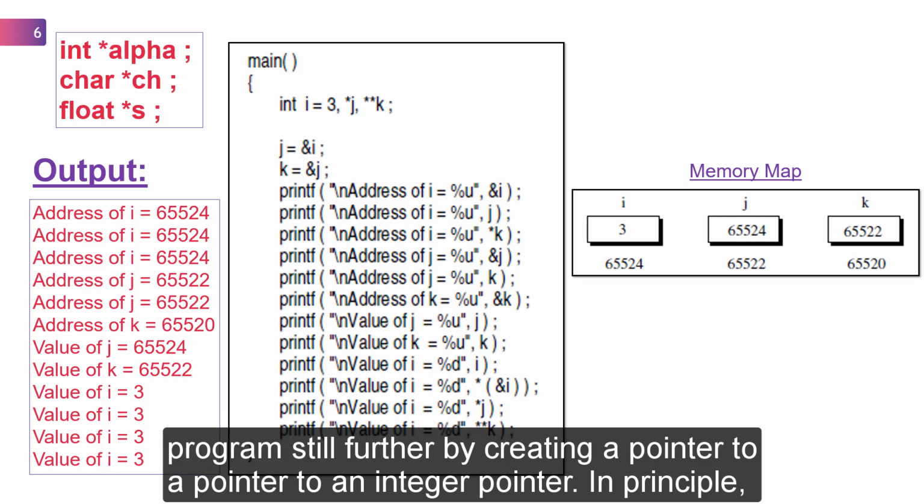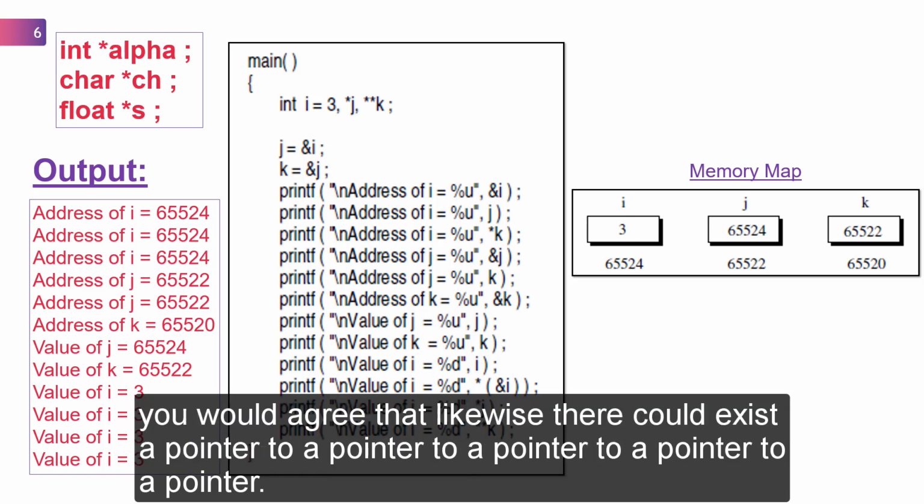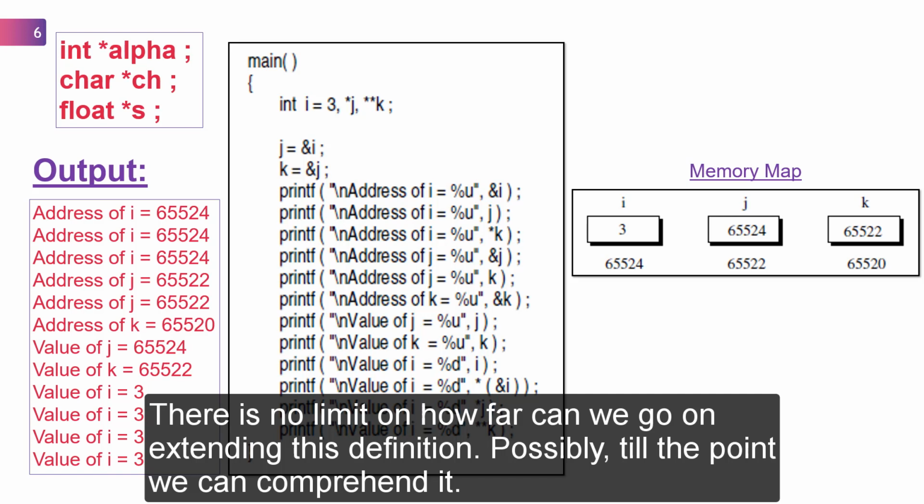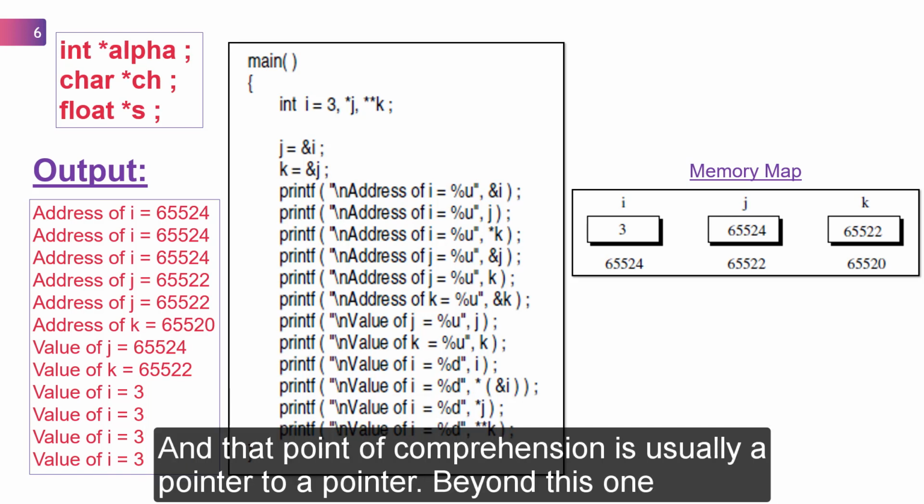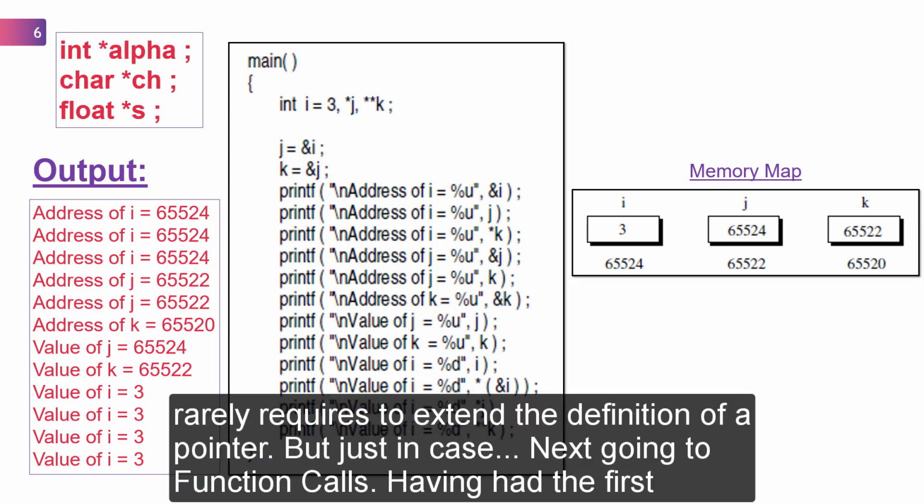In principle, you would agree that likewise there could exist a pointer to a pointer to a pointer to a pointer to a pointer. There is no limit on how far we can go on extending this definition, possibly till the point we can comprehend it. And that point of comprehension is usually a pointer to a pointer. Beyond this, one rarely requires to extend the definition of a pointer, but just in case.